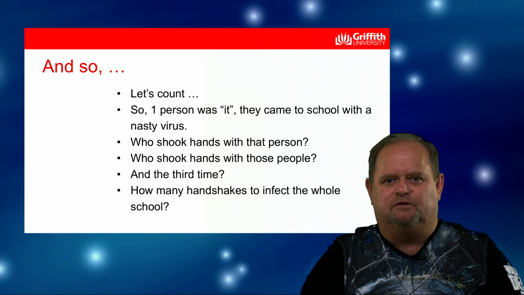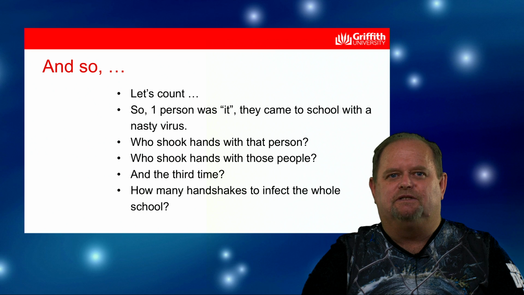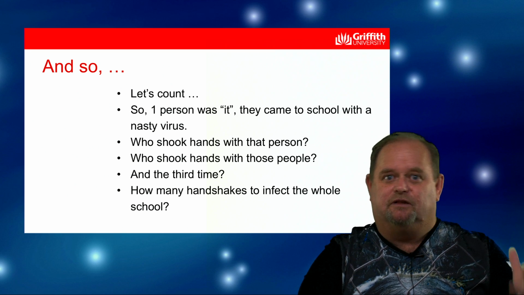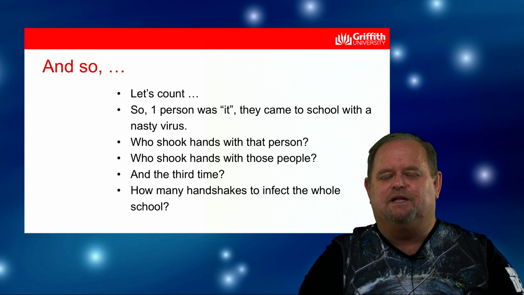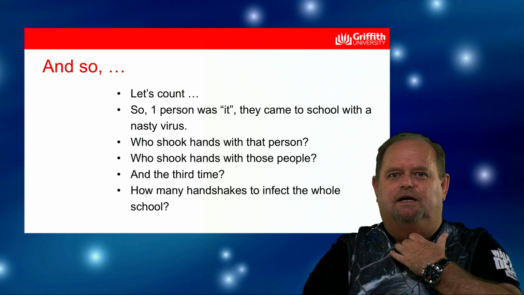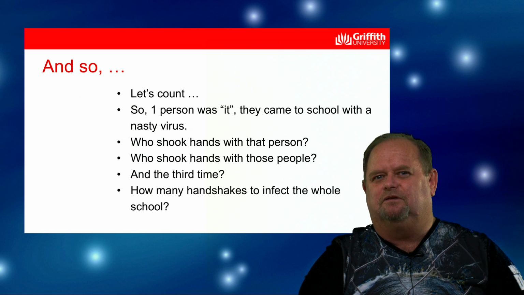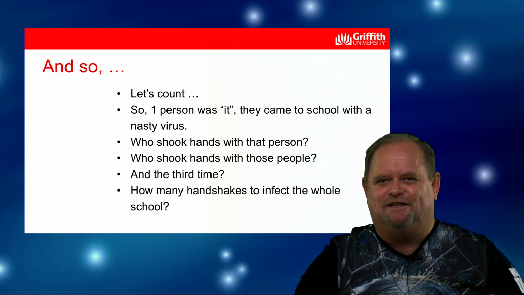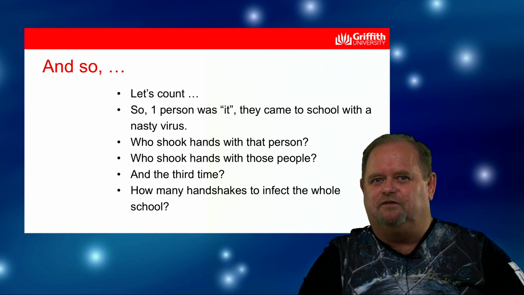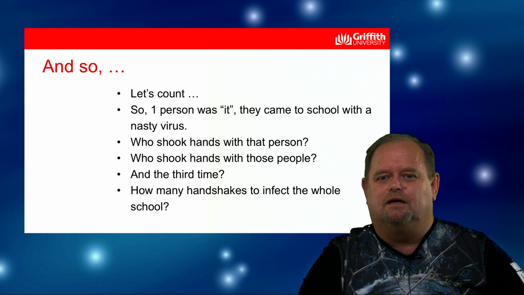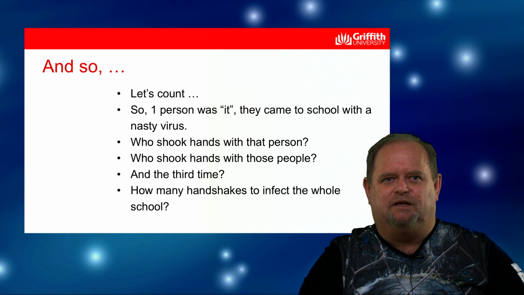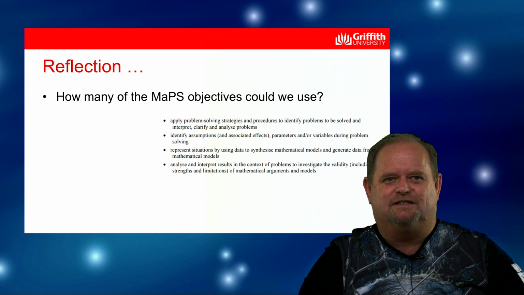Now let's model it a little bit, and let's say that one person was it. Who did they shake hands with? Who did they shake hands with? And the third time, and then ask the question, how many handshakes would it take to infect the whole school? Depending on who shakes hands with whom, we're going to get different answers, because we might shake hands with the same person and reinfect them or whatever. And so we can change that little problem to be an open-ended modelling and problem-solving task.